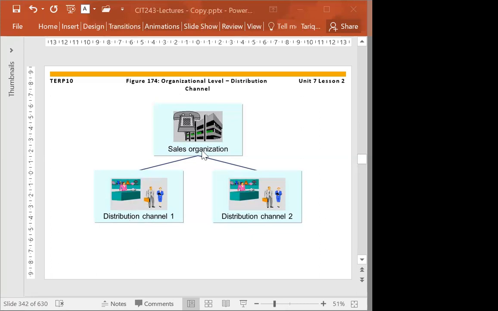So like we were having sales organization, at least one sales organization and at least one distribution channel is a must in the sales and distribution system to use the SAP software for sales. So at least one distribution channel.